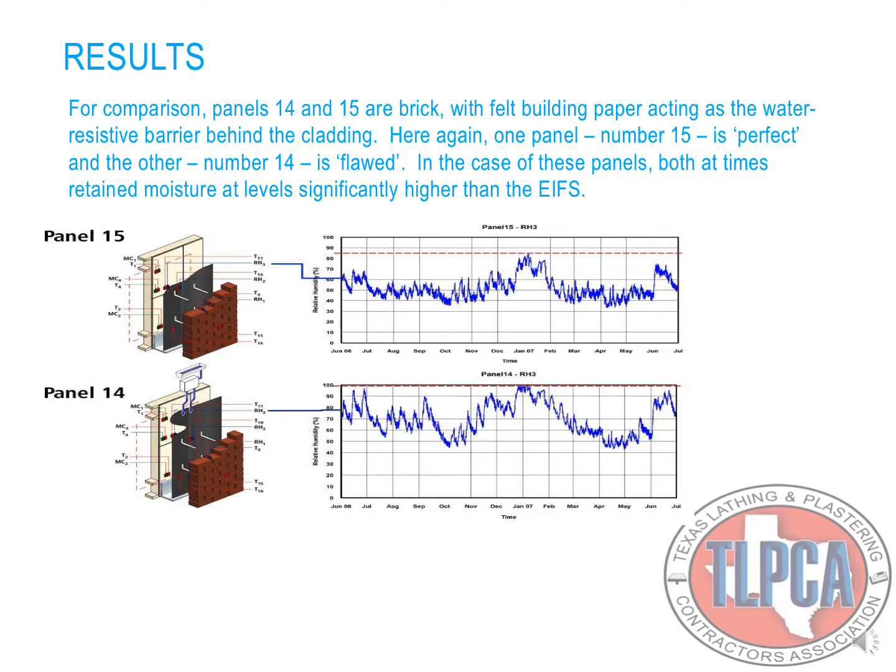Comparing the EIFS results with brick, which had felt paper acting as the water-resistant barrier behind the cladding. Here again, one panel, number 15, is perfect, and the other, number 14, is flawed. In the case of these panels, both at times retain moisture levels significantly higher than the EIFS.